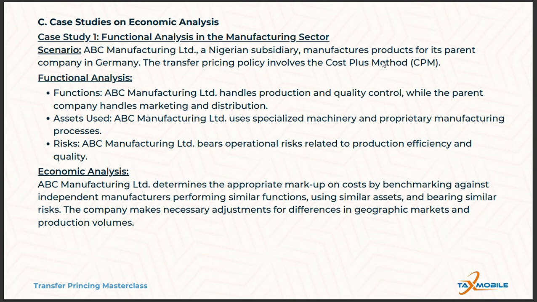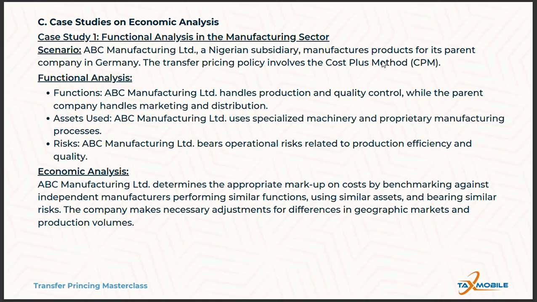Based on the functional analysis, the appropriate markup on cost is determined by benchmarking against independent manufacturers performing similar functions and using similar assets. Adjustments are made to account for differences in geographic markets and production volumes. The geographic market, we're looking at Nigeria versus Germany now. Now, geographic adjustments in the retail sector.